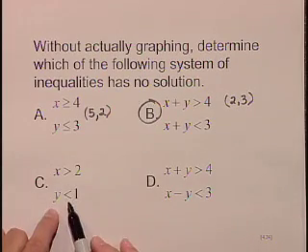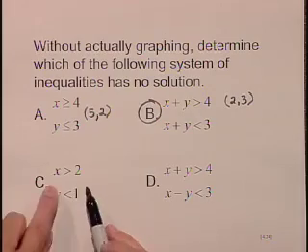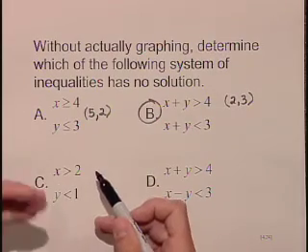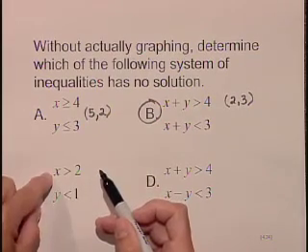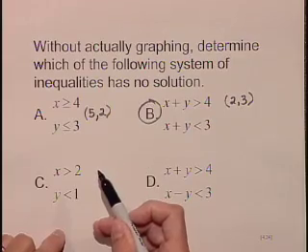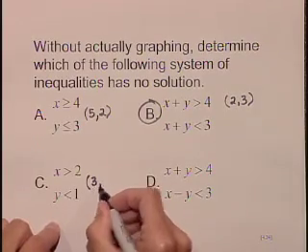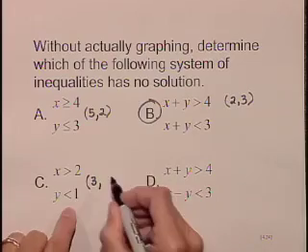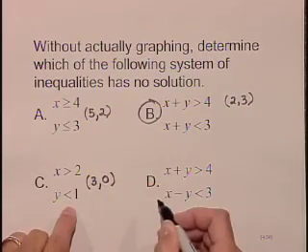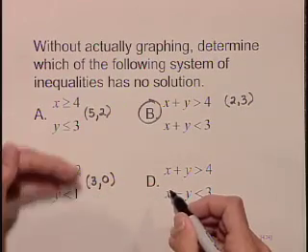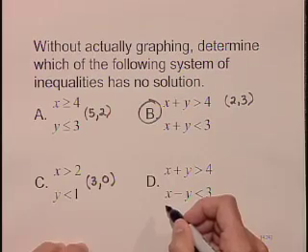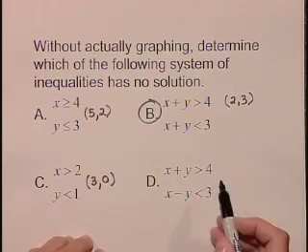In considering part C, can we find a point such that its x value is greater than 2 and its y value is less than 1? I think we can. If we use an x value of 3, let's say a y value of 0, then we know that there's at least one solution to that system. It's definitely not our answer.